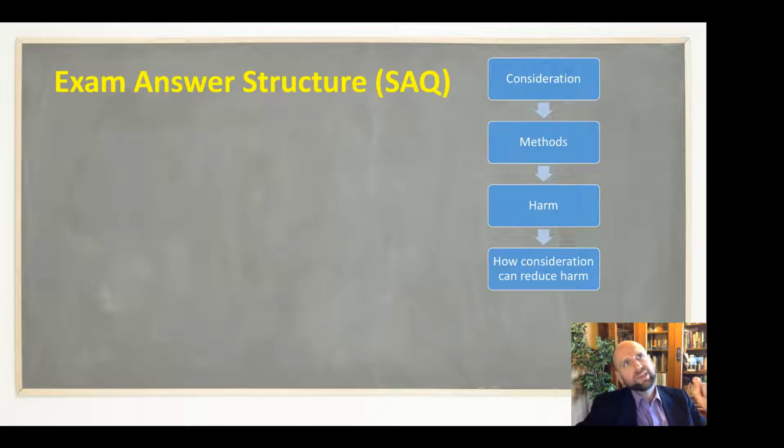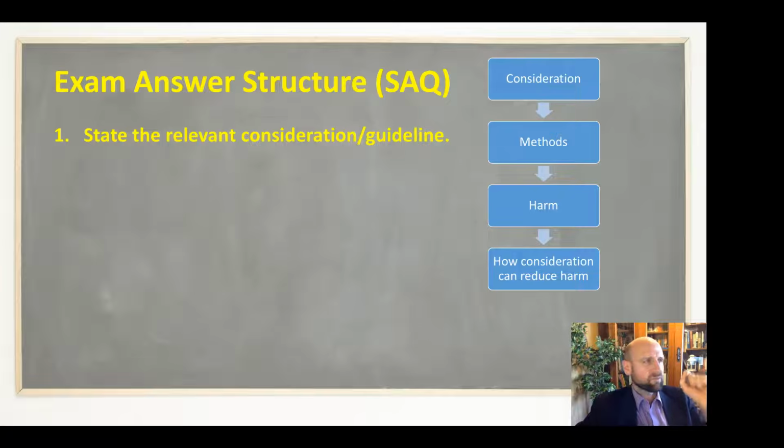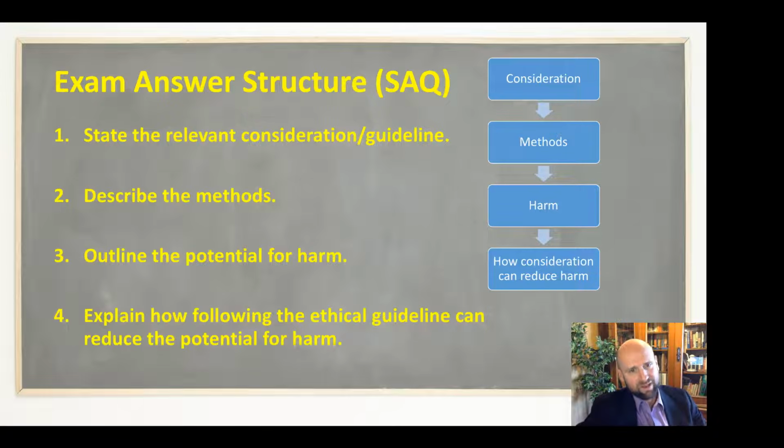Now, how do we put that into an exam answer structure? What I've just explained is how you go about studying and revising it. But when it comes to writing the exam, first of all, you would state the consideration, for example, informed consent is important in studies on the brain and behavior. Then you would describe the methods, then the potential for harm, and finally how following that guideline will reduce the potential for harm. It's really important when you're writing about ethics that you state the consideration first to make sure you're focused on the question, and then you link the methods and the harm and explain the guideline.